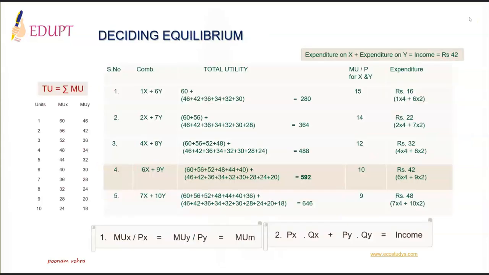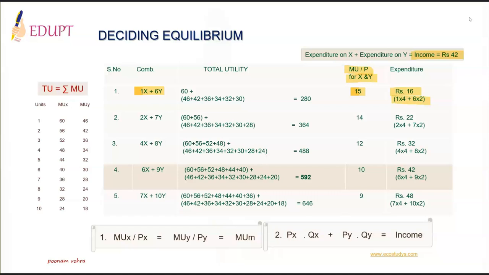Continuing further, the ratio of marginal utility to price of both goods, X and Y, are same when he buys 1x and 6y, that is 15 utils, and expenditure incurred is 16 rupees, that is 1 multiplied by 4 plus 6 multiplied by 2. Income is rupees 42. 16 is much less than 42. One has to keep in mind.